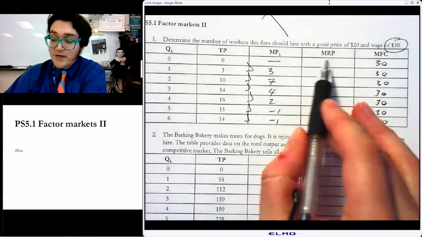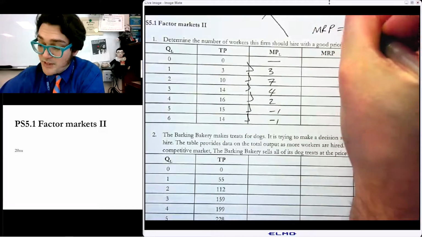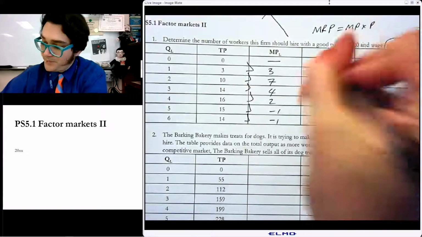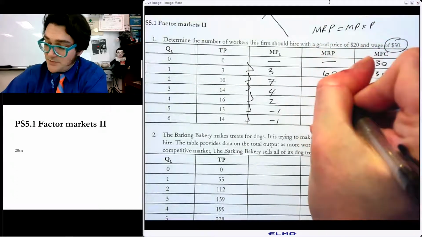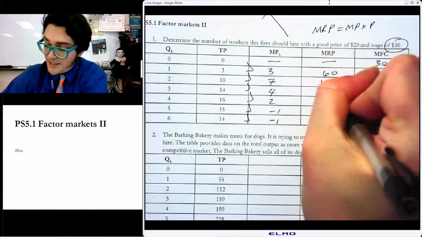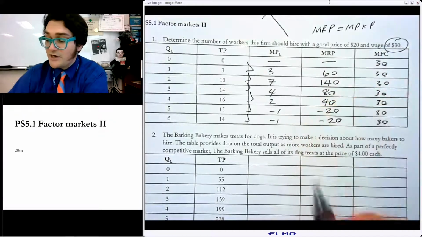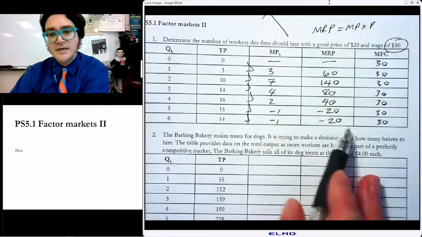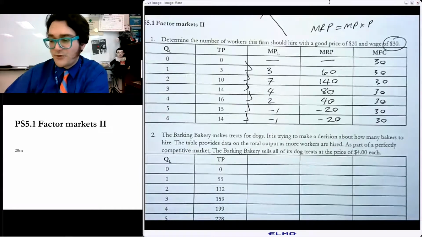So then the next part, marginal revenue product. MRP is just the MP times the price. So we know the MP now, times the price of 20. There's nothing for the first row, but 3 times 20 is 60, and 7 times 20 is 140. Oh, I had a brain fart. Then 80, 40, -20, -20. Now we know we're never going to hire the negative ones because that would be silly. They cost the company money to hire them, and they're costing us product. So we would never hire workers 5 and 6 ever in a million years.